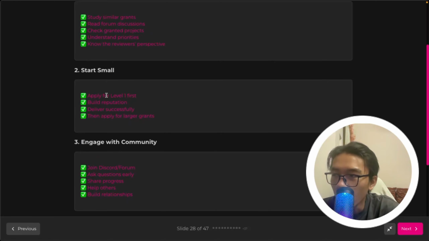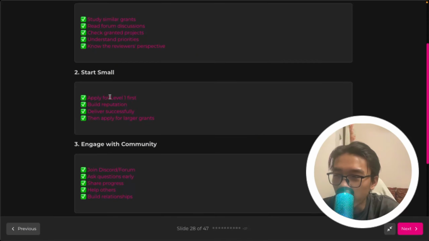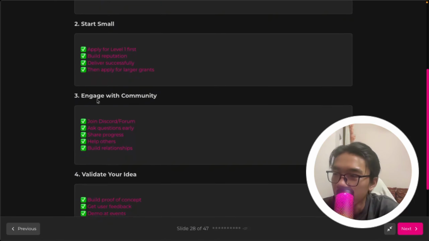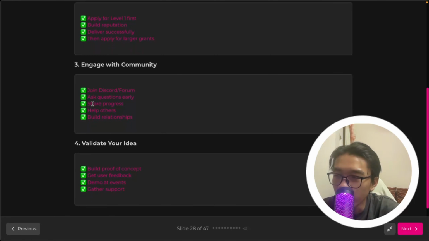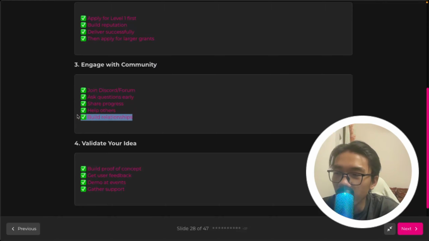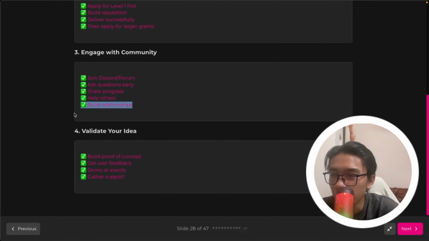Then let's start small. Apply for level 1 first, build the reputation, deliver successfully, then apply for the larger grant. Then step 3 would be to engage with the community. After you submit the proposal, you need to distribute it and engage with the community so that they understand your proposal. You can join the Discord or forums, ask questions early, share progress, and help others, building relationships with the curators and with the people in the ecosystem so that they can help support the idea.